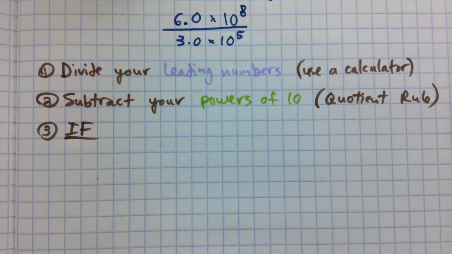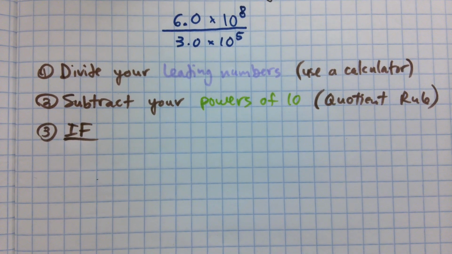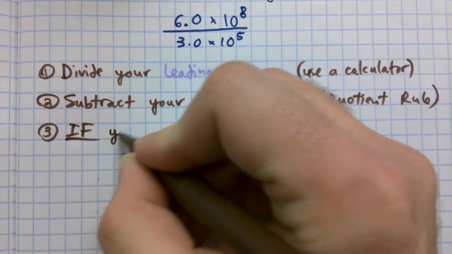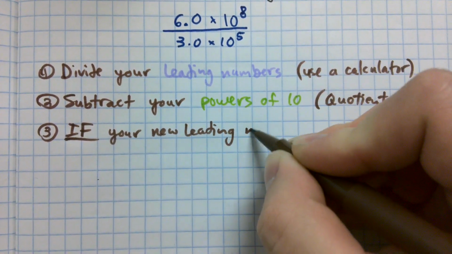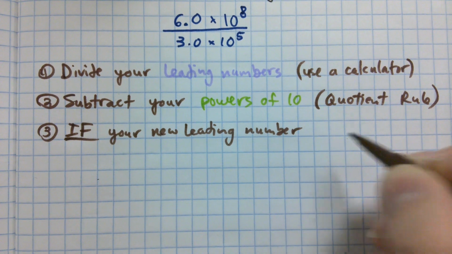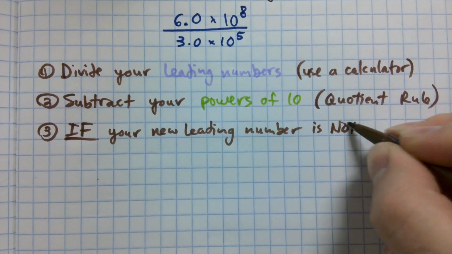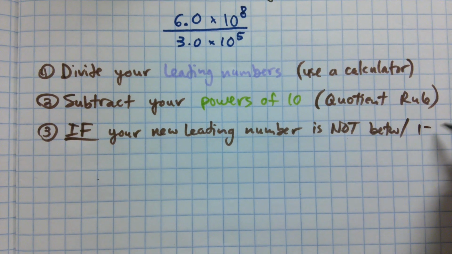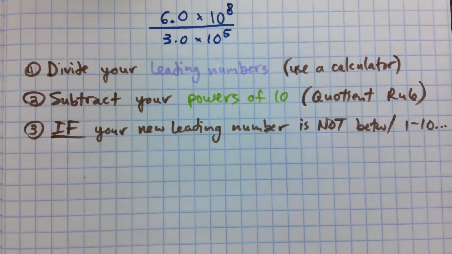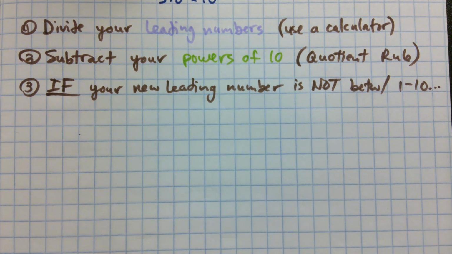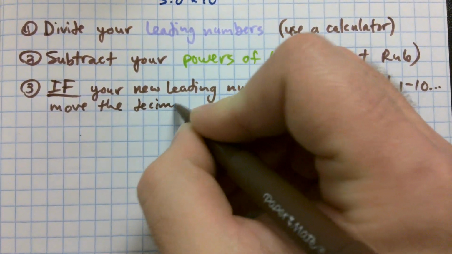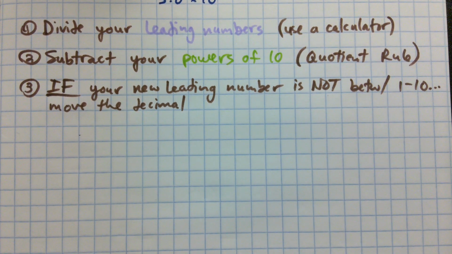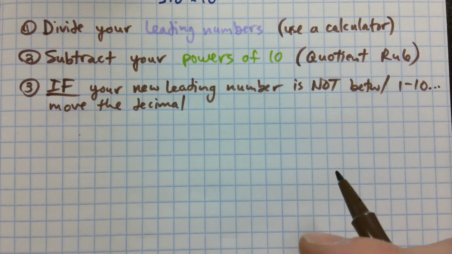Step 3 starts with a big if, because we're not always going to need it. If your new leading number is not between 1 and 10, between is just between. That's right. Move the decimal.